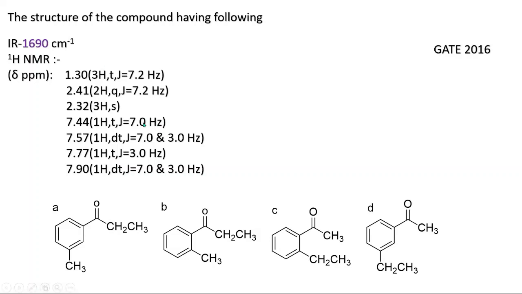So if you see, these 7.0 are ortho coupling and these 3.0 are meta coupling. So 7.0 and these two are coupling partners, they must be coupling because 7.0, 7.0, 3.0, 3.0, and this must be meta coupling. This is giving a triplet and this must be ortho coupling. So if you see this molecule, this 7.44 must be this hydrogen. This will give a triplet. Based on these 2 hydrogen, this will give a triplet, that is 7 Hz.